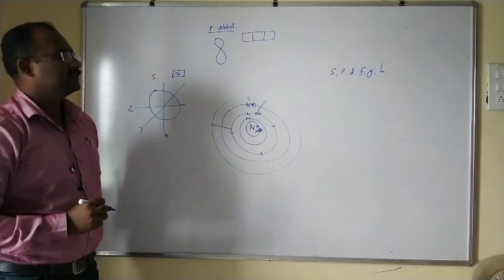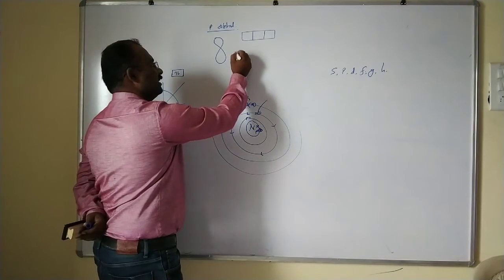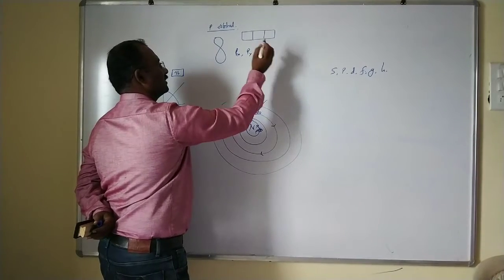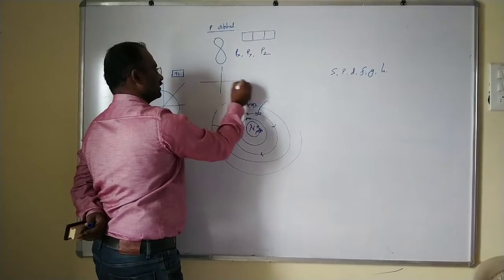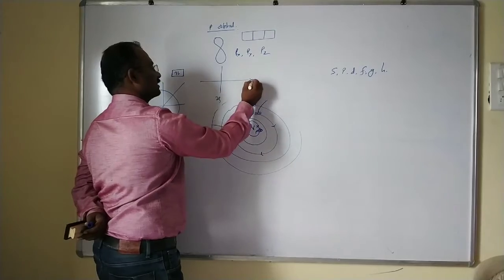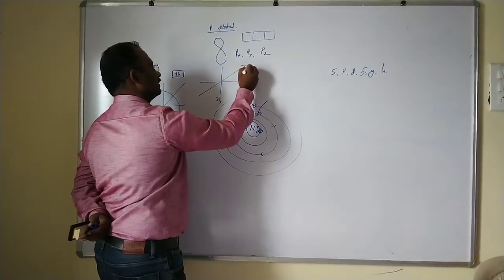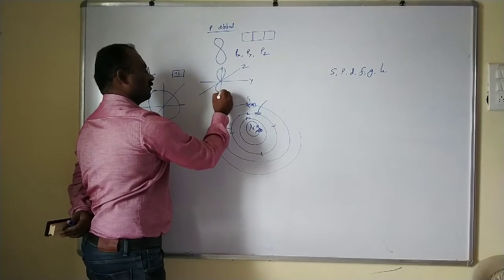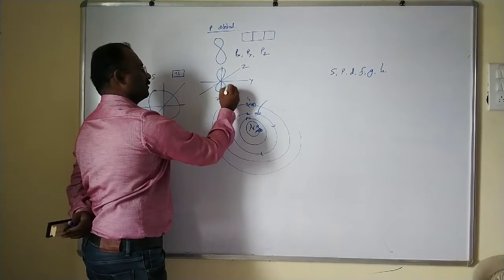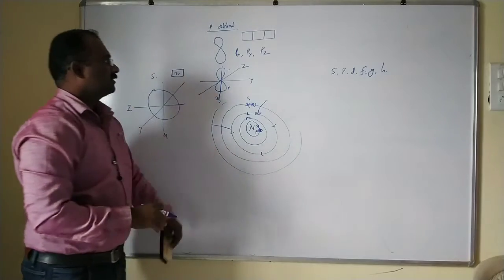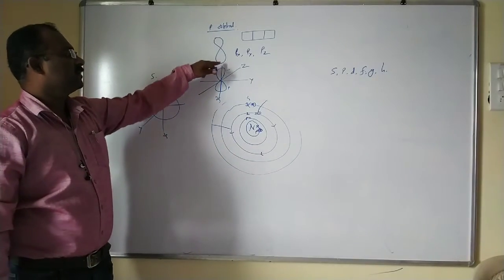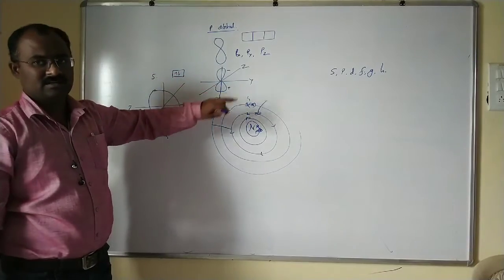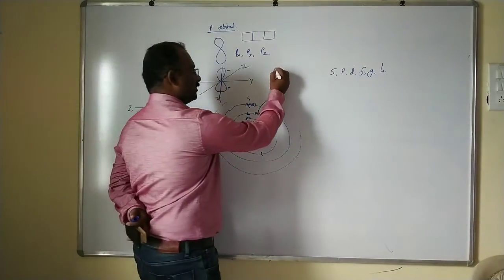These 3 suborbitals are Px, Py, and Pz. This is the x-axis, this is the y-axis, this is the z-axis. The orbital of P having lobes along the x-axis is called Px orbital. Like that, the Py orbital.